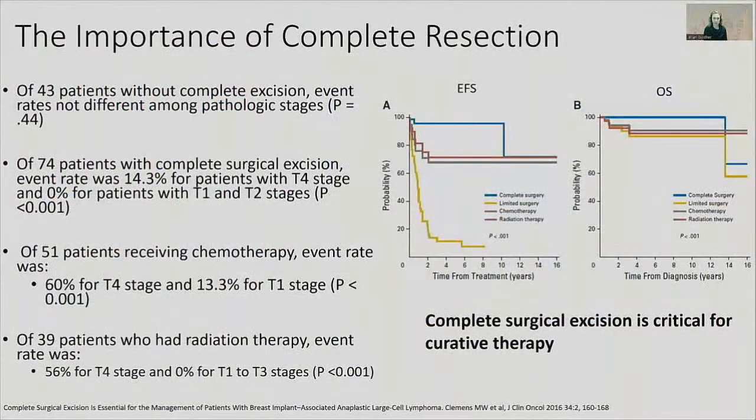The importance of complete resection cannot be underscored enough. In this study by Dr. Clemens, we see that patients with breast implant-associated ALCL who underwent only limited surgery had very poor outcomes. Interestingly, of those patients without complete excision, in this study it was 43 patients, the event rates were not different. So even those patients with the most minimal disease still need that complete surgical excision.